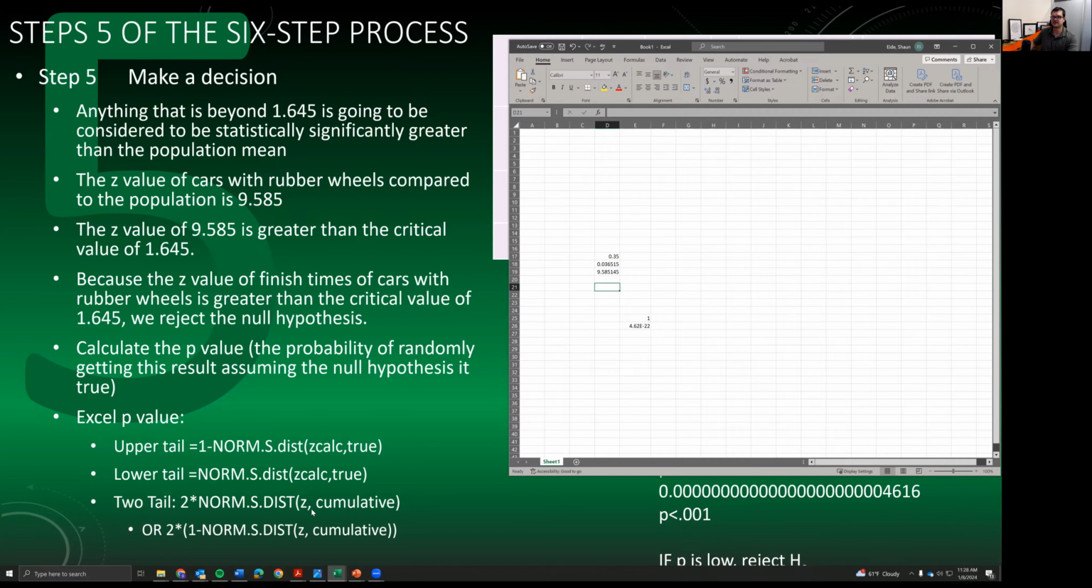If it's a two tail, whichever one you use is going to give you a value of less than 1 for this. But right here, this is an upper tail. And so we're going to do equals 1 minus norm.s.dist. And then we put in the z. And then we type in true for cumulative. Okay. And it gives us 0, which is unfortunate.